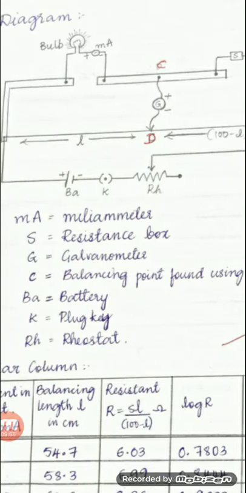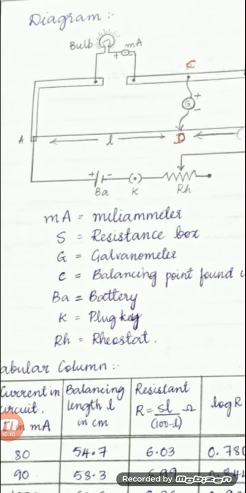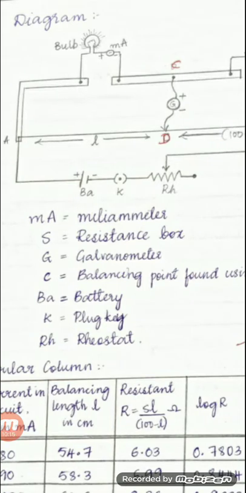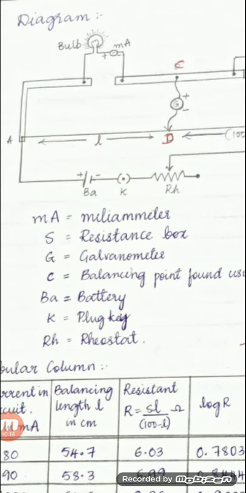In the middle, the point C is the balancing point. At that balancing point a small galvanometer is arranged. See, the galvanometer is connected so that one end remains fixed and the other end slides over the meter bridge. So this is nothing but the circuit arrangement.